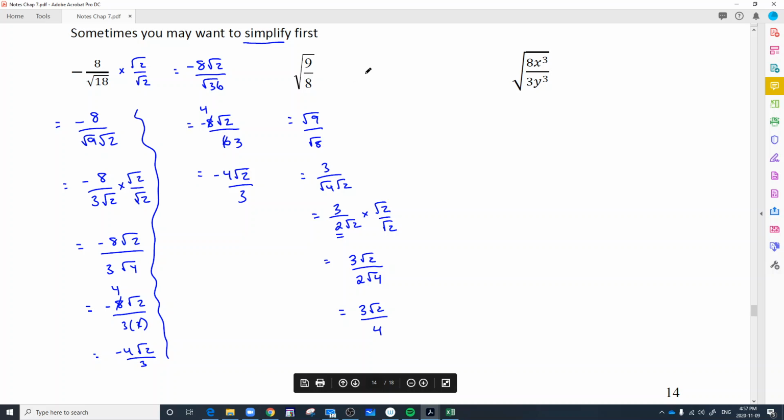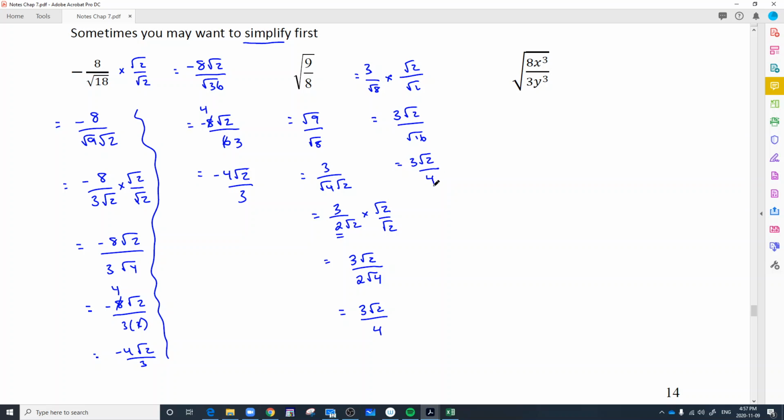Or, when you were at this step where you had 3 over root 8, you could ask yourself, what do I multiply 8 by to make it a perfect square? Well, I know that 16 is a perfect square, so if I multiply by root 2 over root 2, that'll work. I get 3 root 2 all over the square root of 16, which is 3 root 2 over 4. Doesn't matter, whatever you see to do. Some people just get in this simplification habit, in which case simplify first. Simplifying first is a great habit to have.